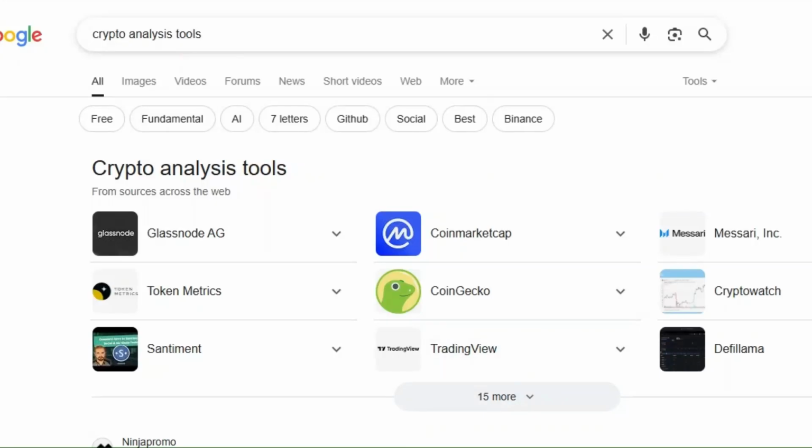Today we are going to talk about crypto analysis tools. What are crypto analysis tools? The tools will help you to make a good analysis with the crypto market. For example, you can see you have Glassnode, you have Token Metrics, you have Santiment, you have CoinMarketCap, you have CoinGecko, and you have TradingView.